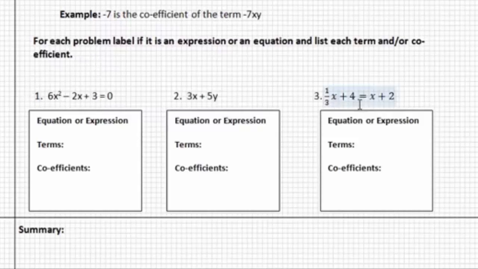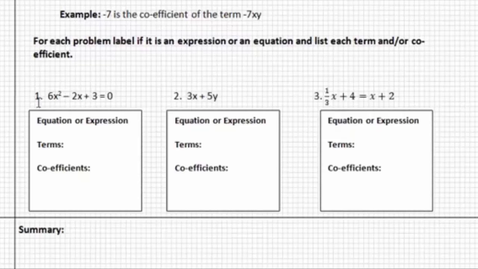Here are 3 sets of problems, and what I'd like you to do for each problem is label if it's an expression or an equation. You could do that just by writing it down or circling it, and list each term and or coefficient. So you do want an answer box like this, and so we want to go through and look at each one and say, is it an equation or an expression? List the terms and list the coefficients. So we're going to do that for all 3. We can do this first one with you.